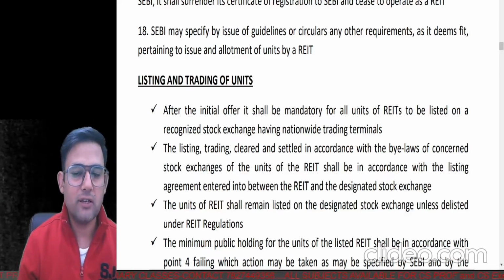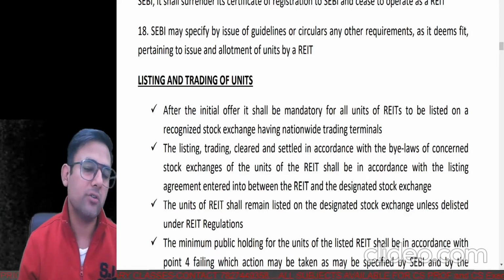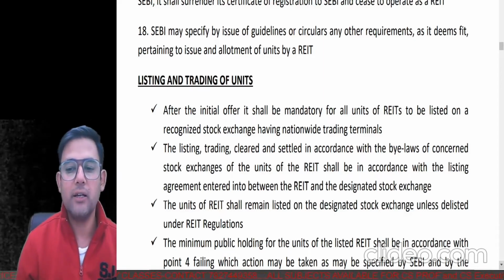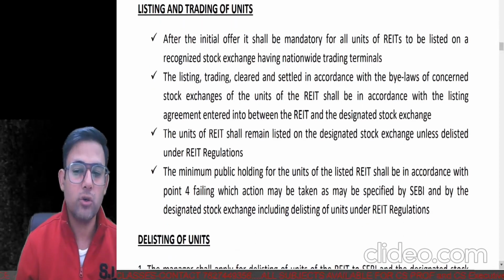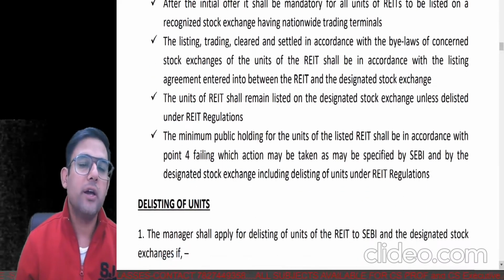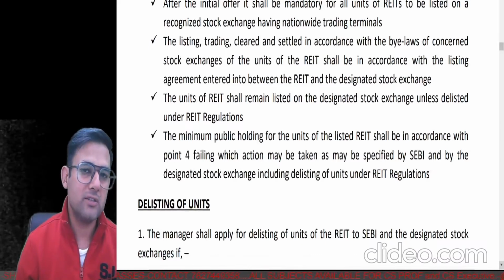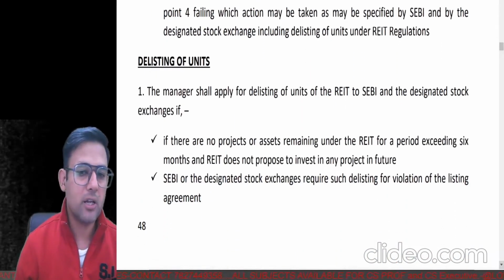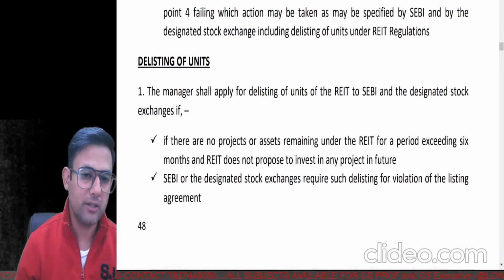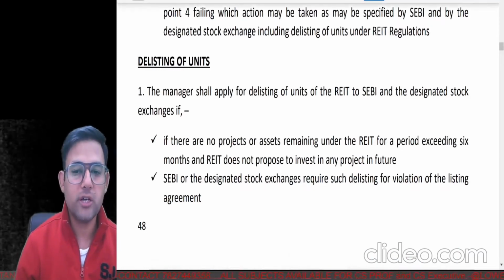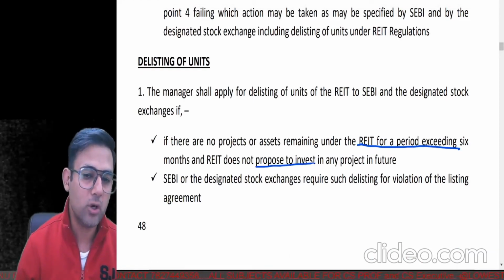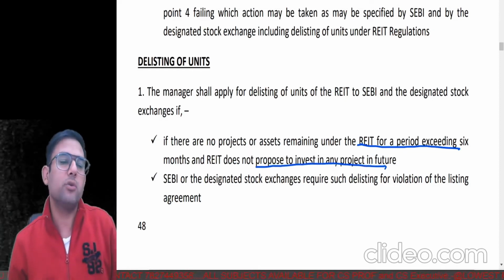Further, it's been said that the listing and trading of the REIT will be done as per the bylaws of the stock exchange, unless the REIT or the unit holders make an application. Once listed, the REIT will always stay listed unless an application has been made to delist it. Further, it's being said about the delisting of units. The manager shall apply for delisting of units to SEBI and the stock exchange if no project or asset remains under the REIT for a period exceeding 6 months, or the REIT does not propose to invest in any project in the future.